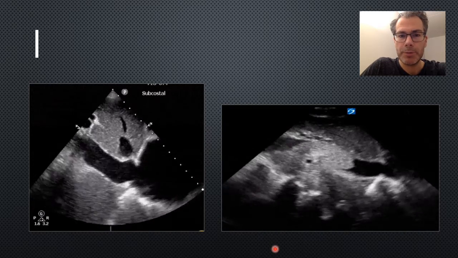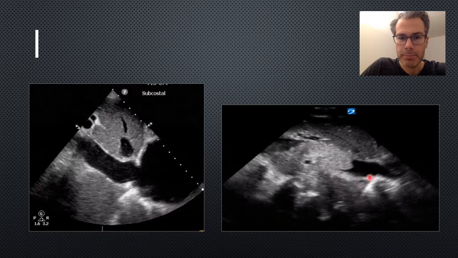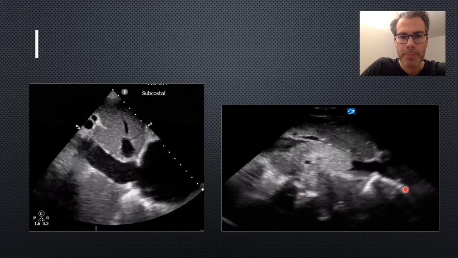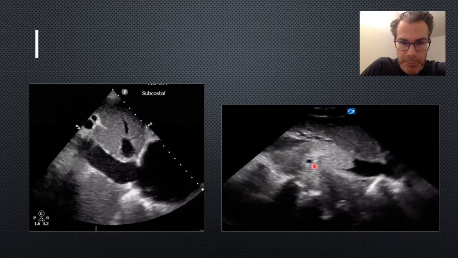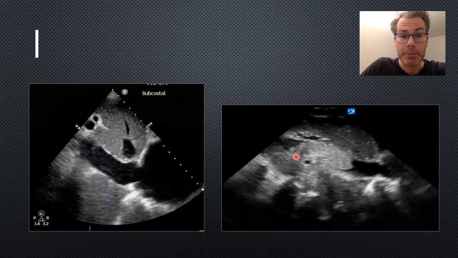What do you think of this image? So here's the IVC. Here's the right atrium here. Can you see anything abnormal? So this is actually a big fat clot in the middle of the IVC there. So I just put that one in to keep you on your toes.